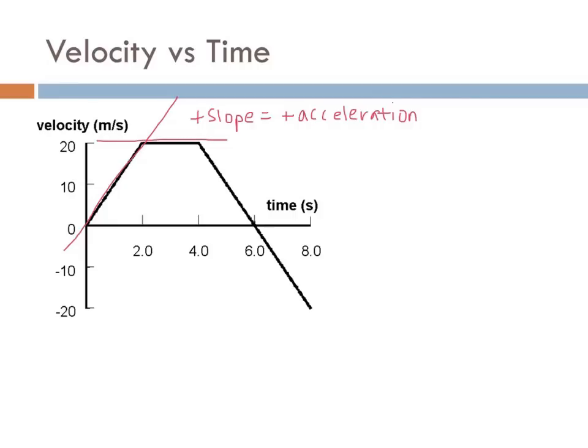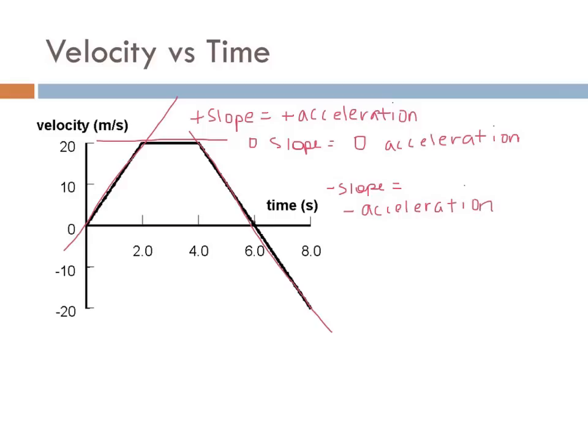Here, I have zero slope. That means zero acceleration. That doesn't mean that we are not moving. We can be moving, but we just have no acceleration. We're not speeding up or slowing down. And here, we have a negative acceleration because we had a negative slope. Again, we can't always assume just because we have a negative acceleration means that we are slowing down. That's not always true.